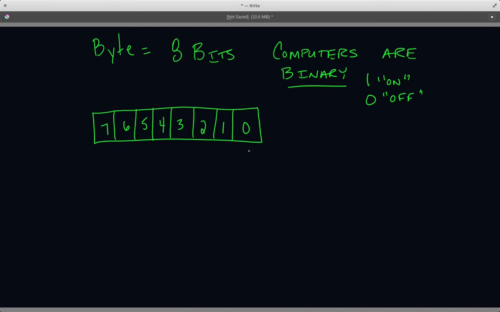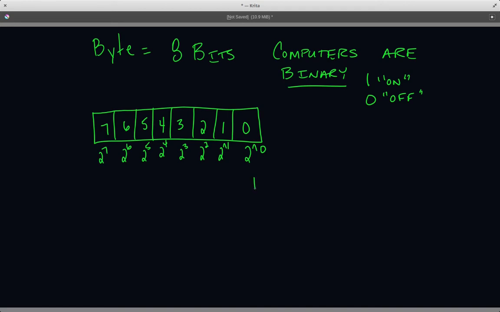So because we're base 2, you can imagine that each one of these is 2 to the 0 power, 2 to the first power, 2 squared, 2 cubed, 2 to the 4th, 2 to the 5th, 2 to the 6th, and 2 to the 7th. So for each one of these bytes, you're going to get 8 bits.